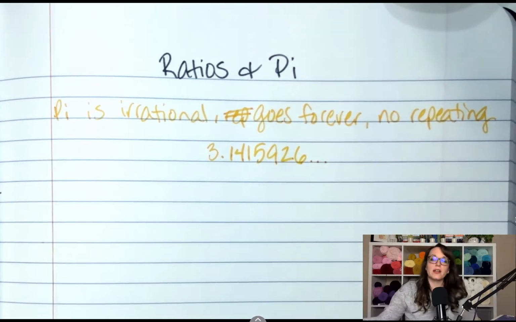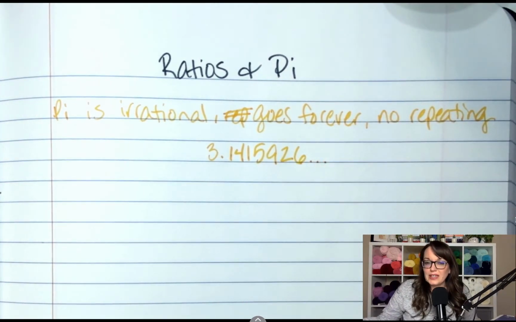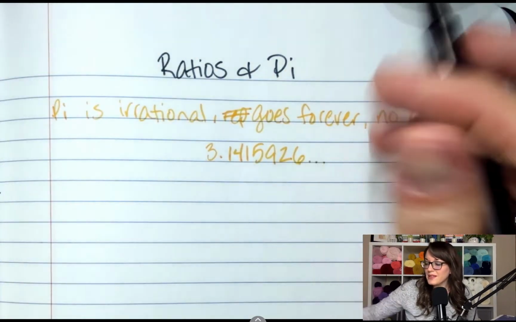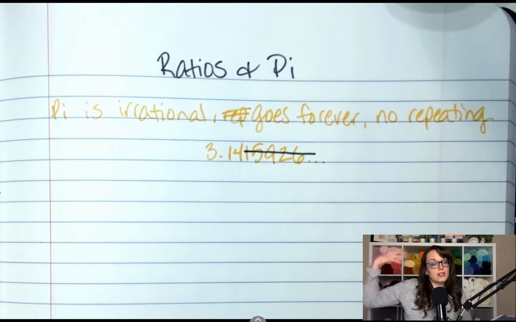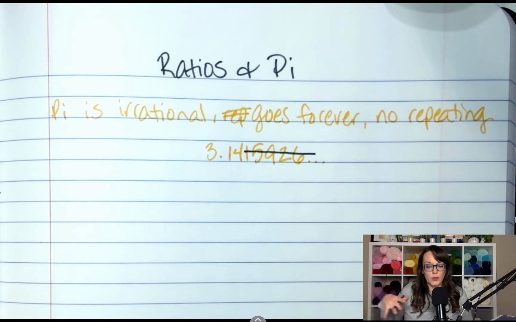I believe the first couple digits are 3.14159, and then I lose track, because we don't really need to know anything past those. So for 7th grade math, for what we work with, we use 3.14 to represent pi.